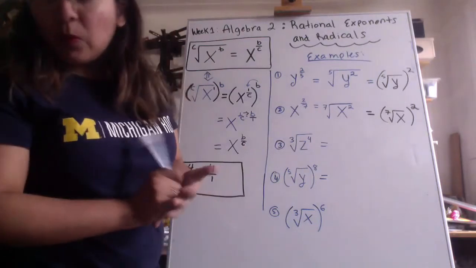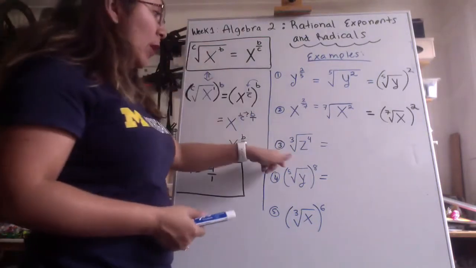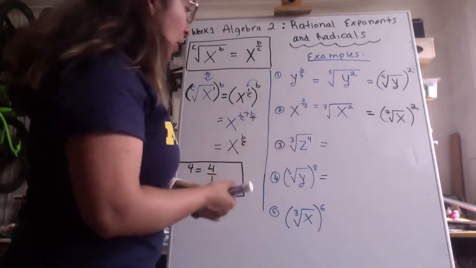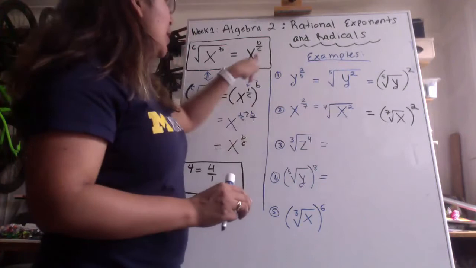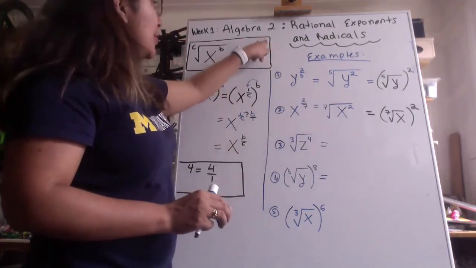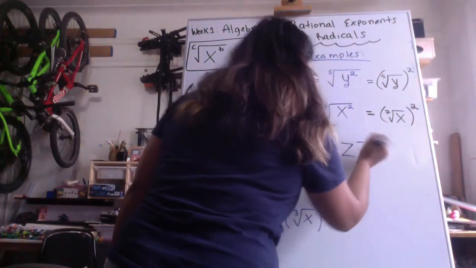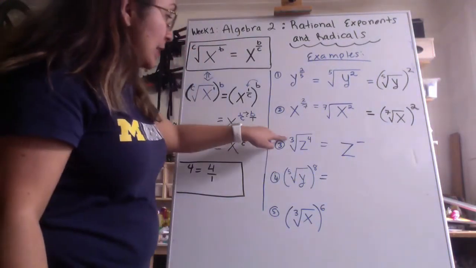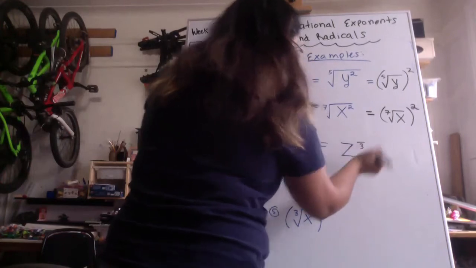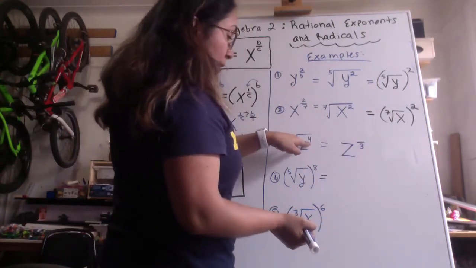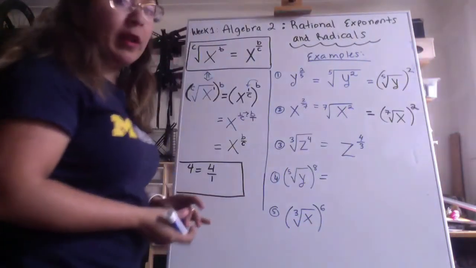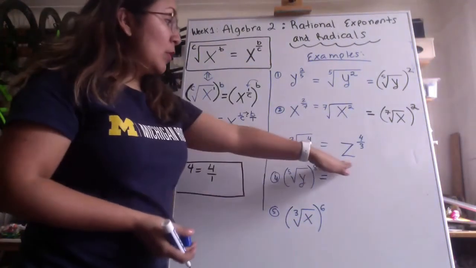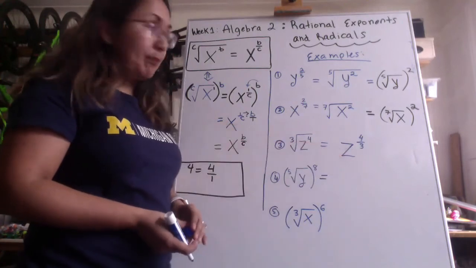Now this here, we want to write it in exponential form, this expression. And we know because these are radicals, when we rewrite it in exponential form, we're going to get a rational exponent. So the base is the same, and the index is my denominator, and the exponent here becomes my numerator. And we're going to leave it like that because we want to leave it in exponential form.